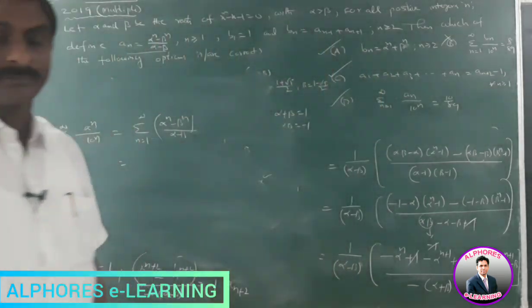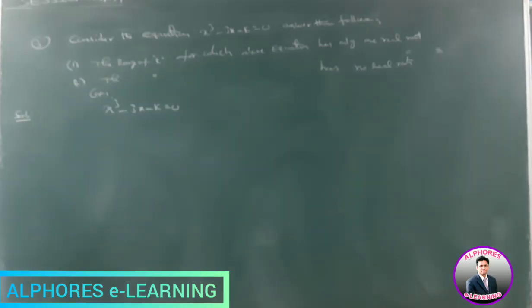Next, third question. Consider the equation x cube minus 3x minus k is equal to 0.